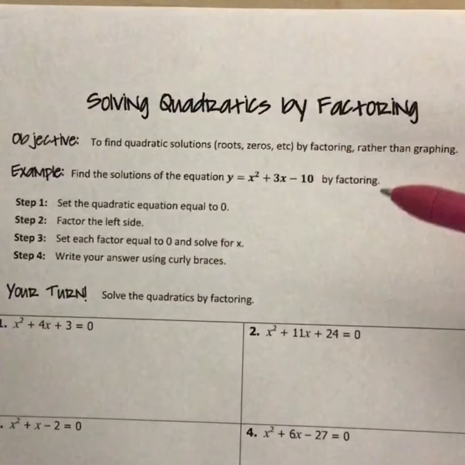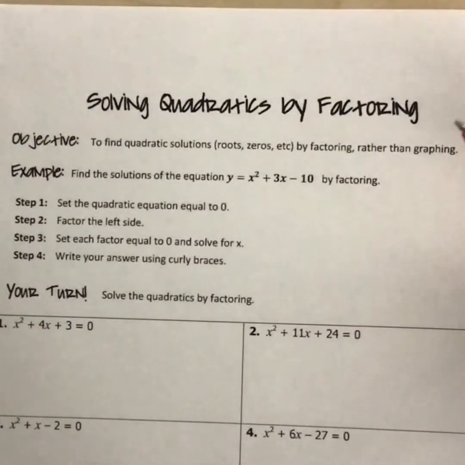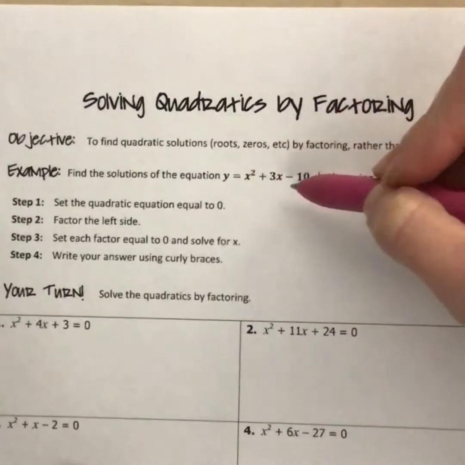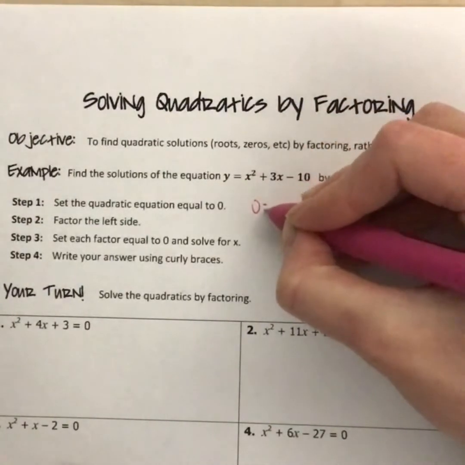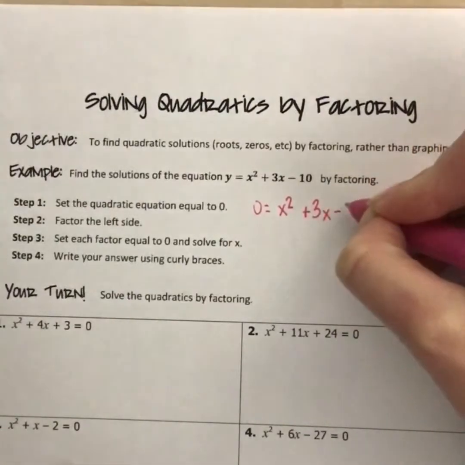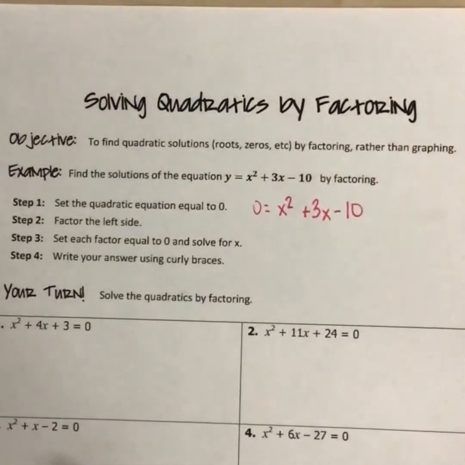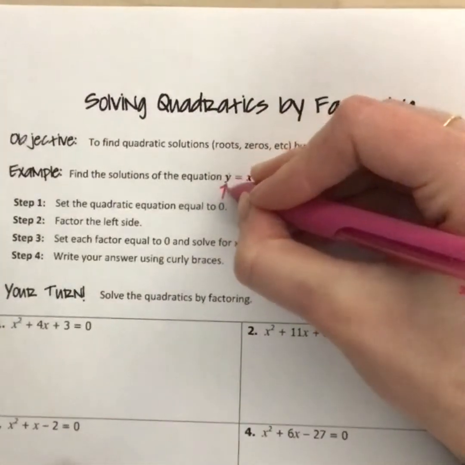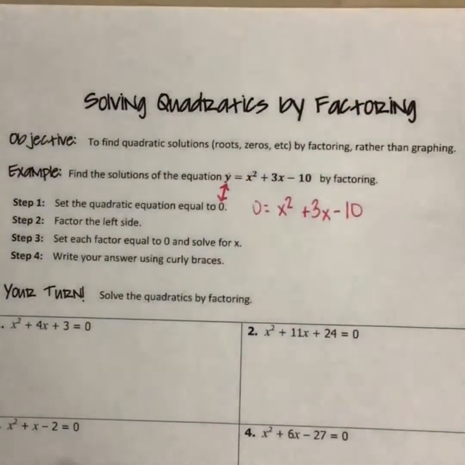The first step is to make sure that the quadratic equation can be set to 0. Well, this one already can be. We can say that 0 equals x squared plus 3x minus 10. We're going to replace the y with the 0. So I'm going to draw a little arrow back and forth, 0 and y.